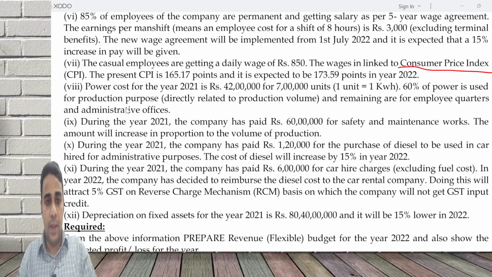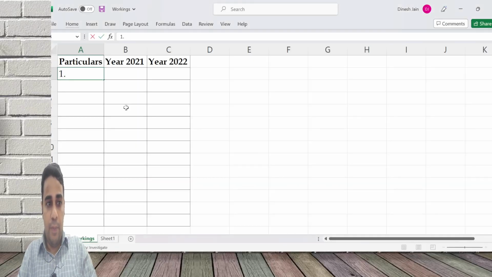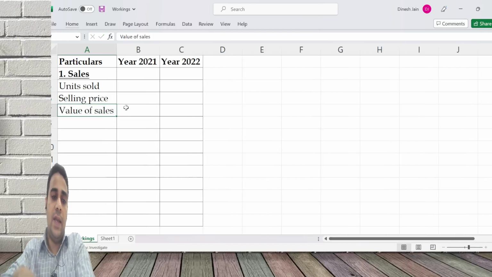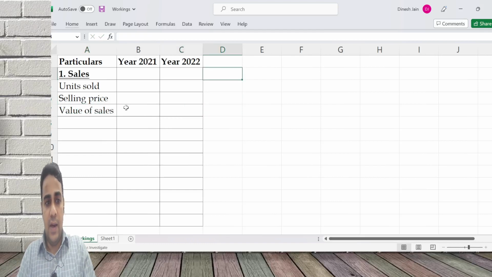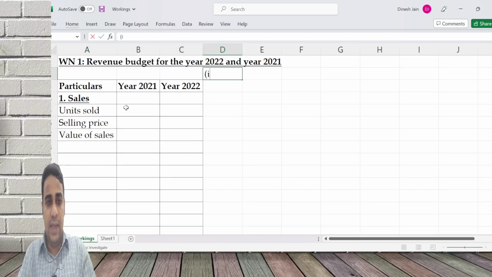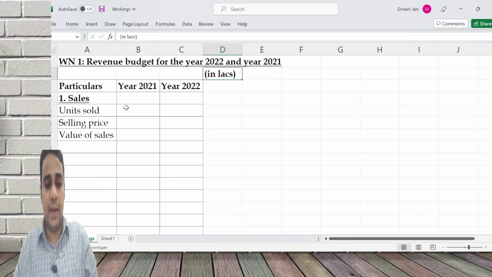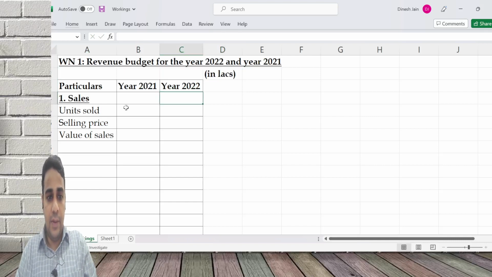2021 and 2022. Point number one is sales, and I'm going to split this into two: units sold, selling price, and value of sales. I'll do this table in lakhs. We can do it in crores or lakhs, but I prefer lakhs.